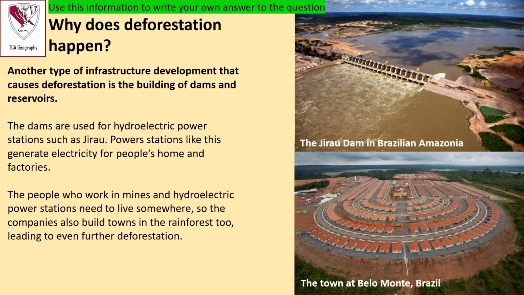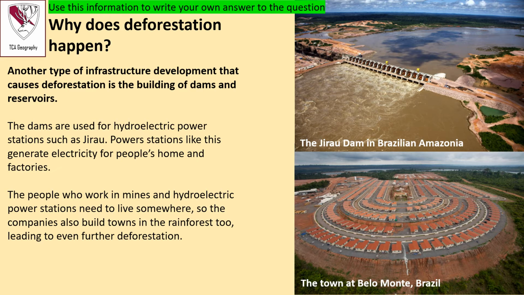Power stations like this happen inside the dam, but they need a lot of water behind because they open the gates and the water comes through the dam and it turns the turbines to generate electricity. That electricity is used in people's homes, but also it's used in factories. For instance, the iron ore smelting factory.